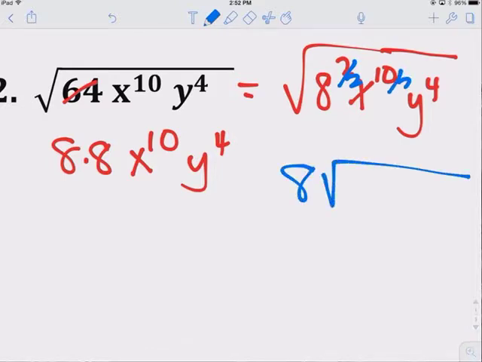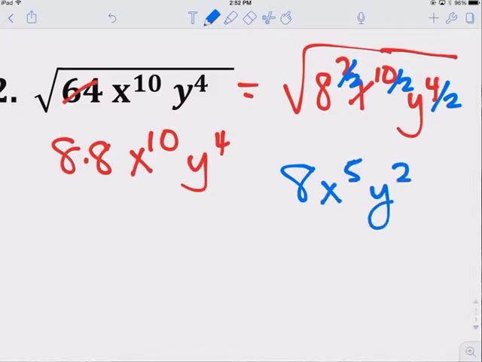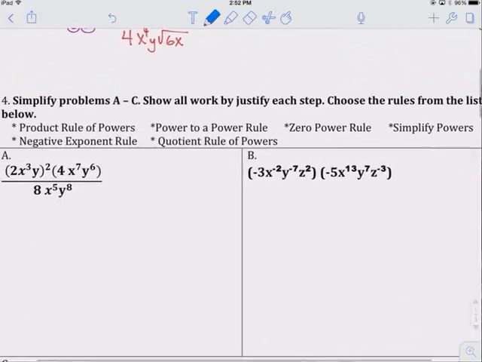How about, is there any x remaining? No. Is there any y remaining? No. So we don't need a square root. X to the 5th, y to the 2nd. So we only use the square root if there is something remaining. Yes, only square root when something is remaining. I get it. Okay. This one here.